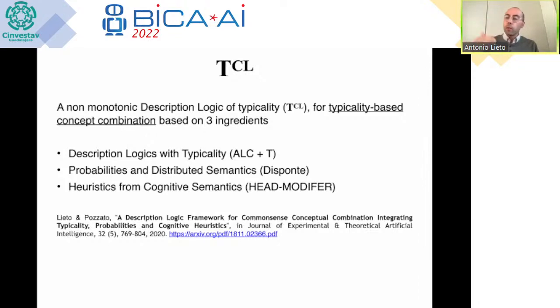And the third point, which is a crucial element of our, let's say, framework, is inherited directly from the field of cognitive semantics, according to which if there are two or more concepts to combine, there is always a head from which we want to inherit more features, and then there are one or more modifiers from which we want to inherit less features in the final combined concept. So the details of the logic of the framework are in this paper published a couple of years ago.